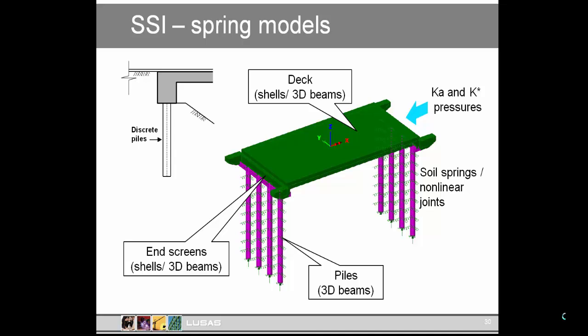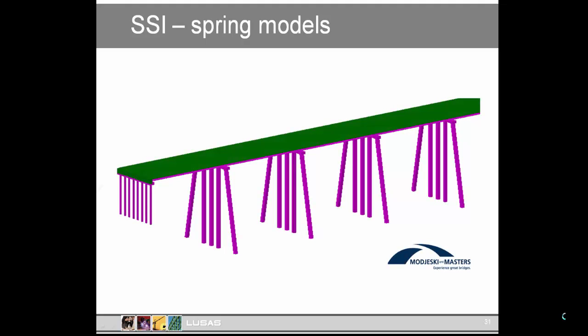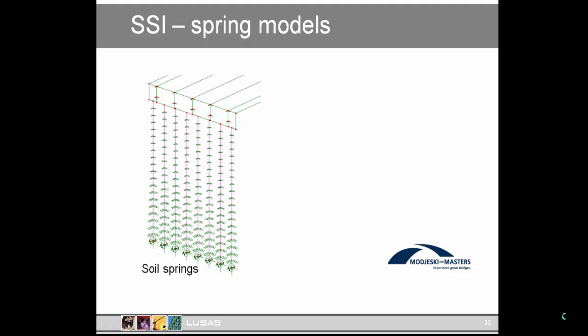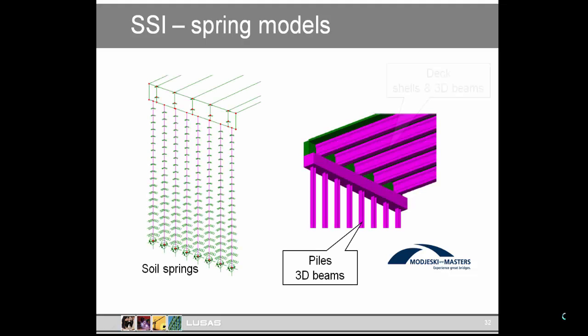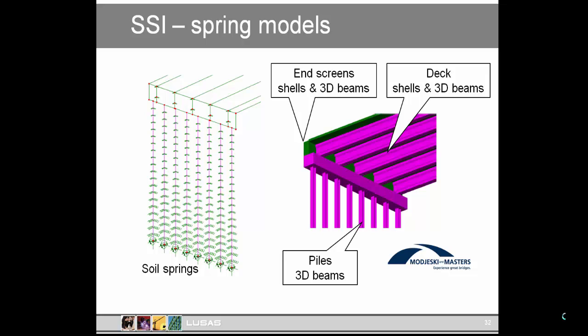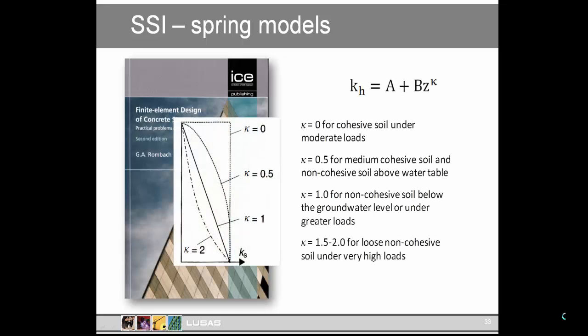Indeed, this is the approach which Majeski and Masters took on this integral abutment bridge in Louisiana: linear springs for the soil, 3D beams for the piles, deck and end screen modelled with a mixture of shell and 3D beam elements. The springs we see vary with depth down the pile length. That looks like a simple linear increase with depth, but there's useful guidance on the variation of horizontal modulus of subgrade reaction with depth, such as from this book by Rumbach from the University of Hamburg-Harburg.